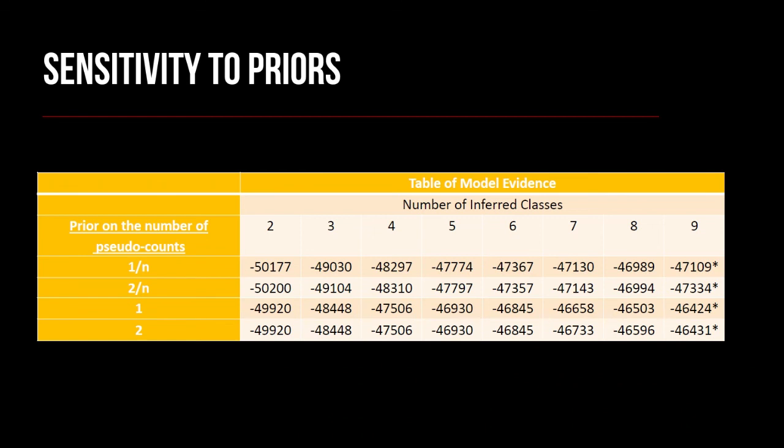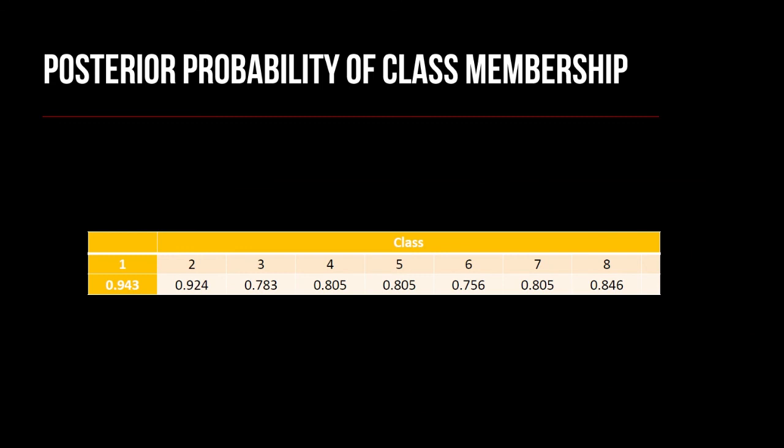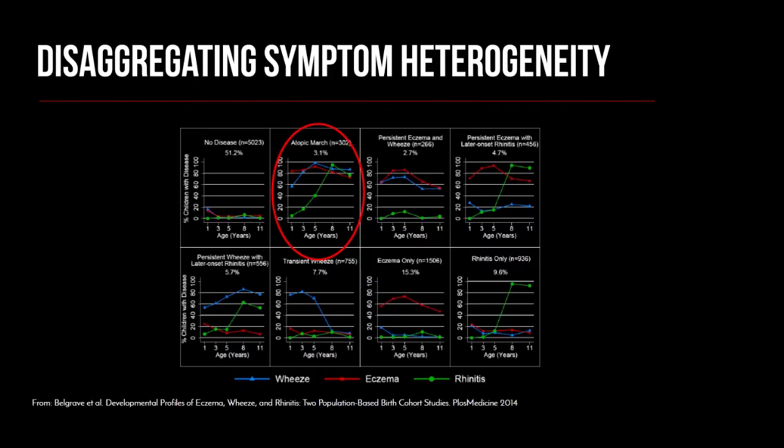Thanks. So we also tested sensitivity to different priors, and we found consistently that 8 different subgroups or subtypes of disease were the optimal number of classes. And we assigned children to each of these classes based on their posterior probability. And what we found is that only 3% of children followed a profile similar to the atopic march, whereas most eczema, wheeze, and rhinitis occurs independently.